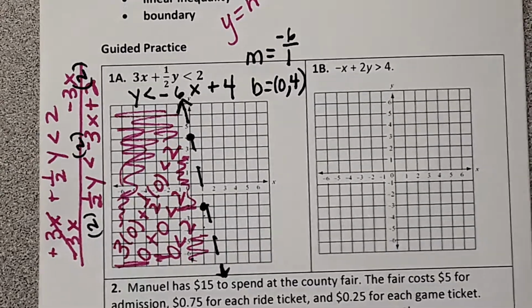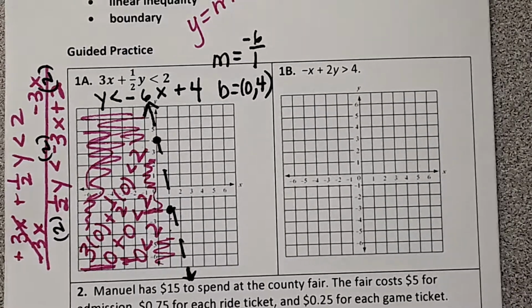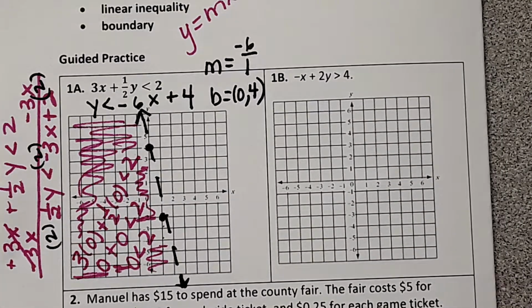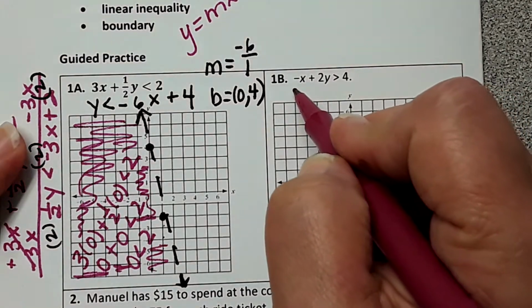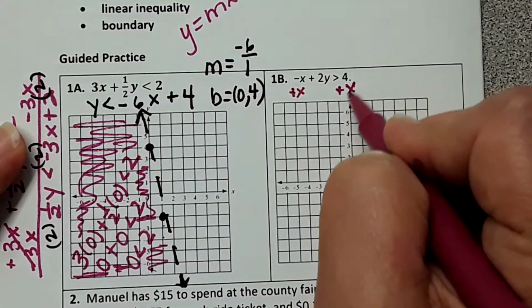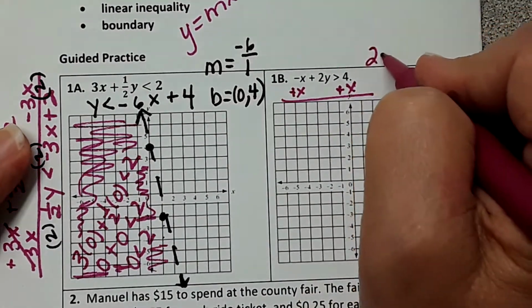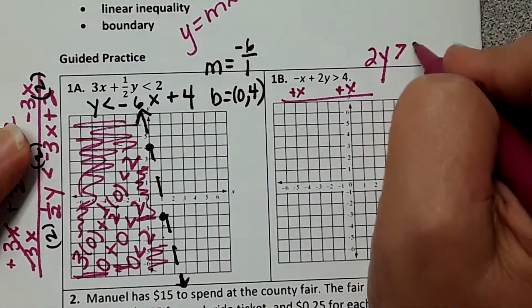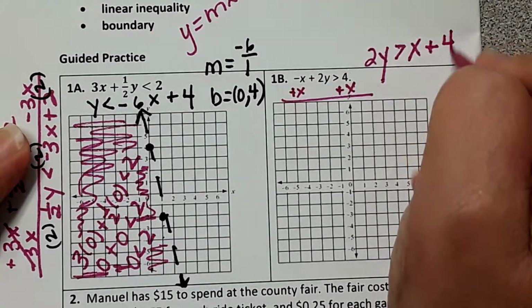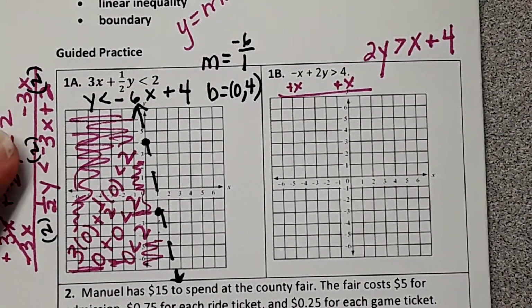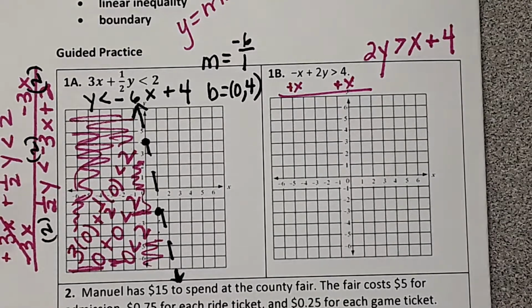Let's see what we get. Is it in slope-intercept form? Is it technically in standard form? Technically, what would be better for it to be standard form? The x should not be negative. So we're going to move the x over, right? I'm going to add x to both sides because we got to get rid of it. So now I have 2y is greater than x plus 4. Now what am I going to do? Divide by 2.